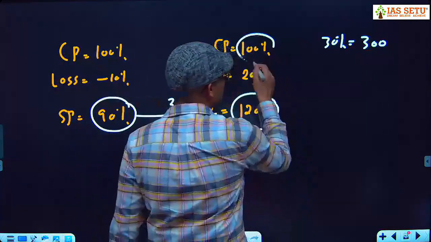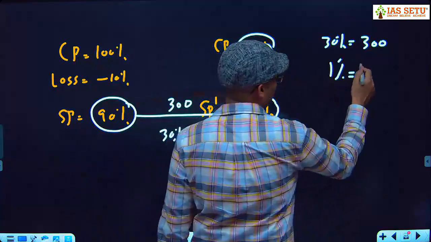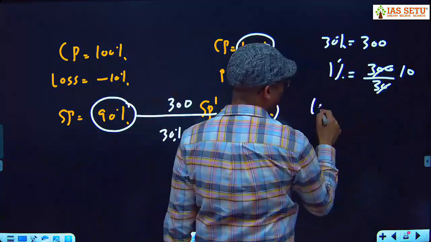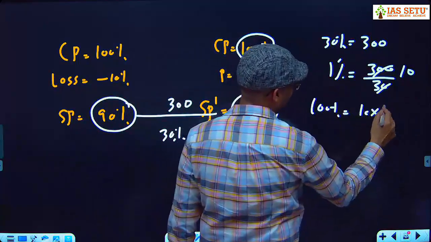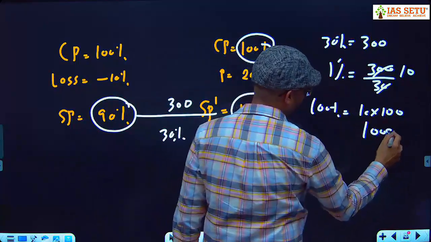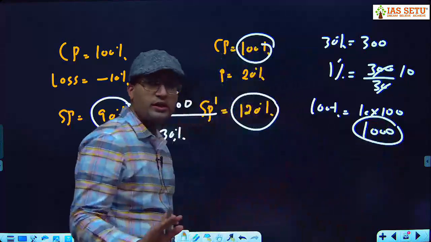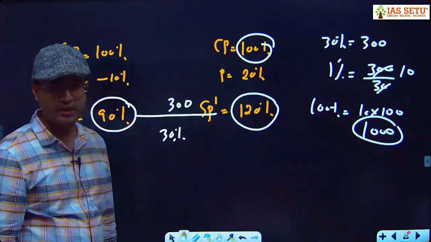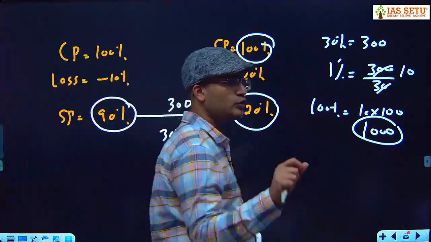What is cost price? 100%. Use unitary method. 1% 300 upon 30, 10. What about 100%? 10 into 100, 1000. If you clear, okay. Otherwise, just wait. I tell you the story. Then I take one more example. अगर जिसको नहीं समझ में आया, अब ये story समझो.